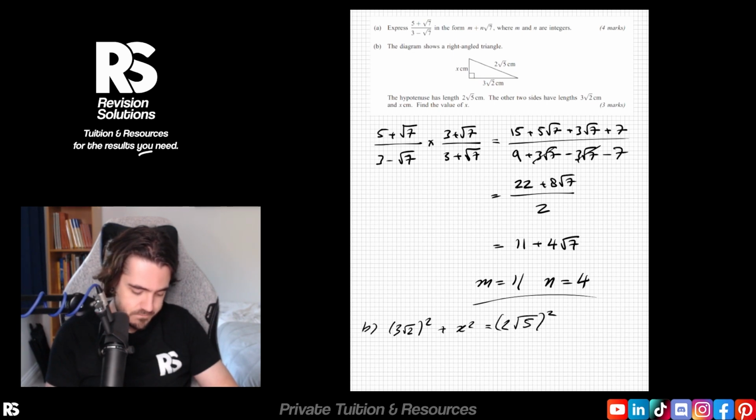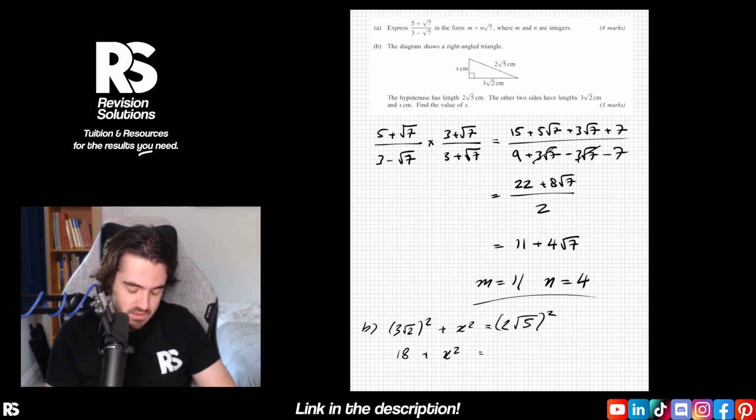3 root 2 squared, well, 3 times 3 is 9. Root 2 times root 2 is 2. 9 times 2 would be 18. So then we'd have 18 plus x squared would equal, and then 2 root 5 squared, that 2 times 2 would be 4. Root 5 times root 5 would be 5. 4 times 5 would be 20, so that will equal 20. Meaning we'd have x squared would equal 2. So x could equal root 2 or minus root 2, but minus root 2 makes no sense in this question, so the solution would just be root 2.